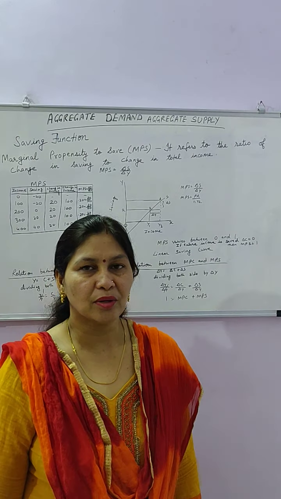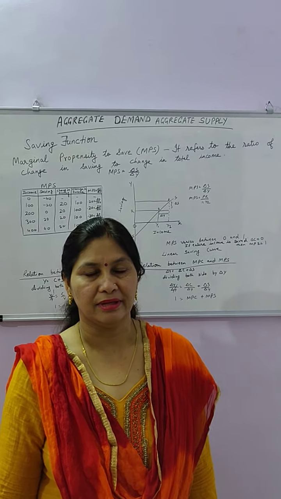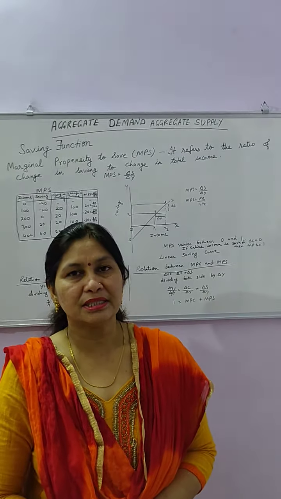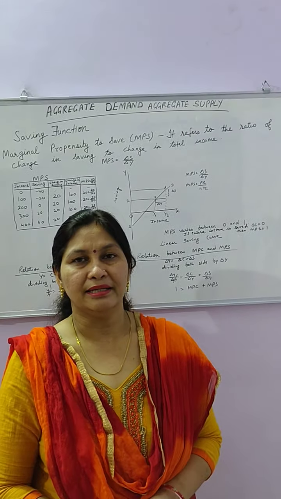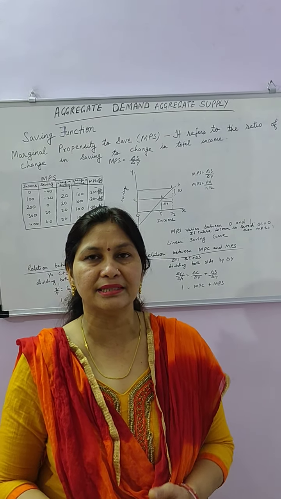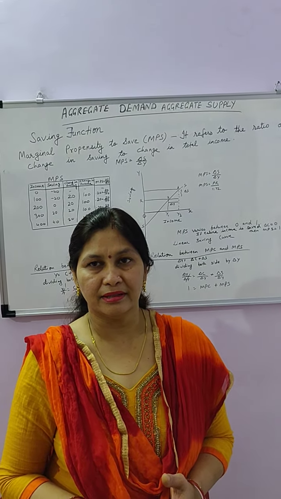Now, students, our next topic is marginal propensity to save. As you know, marginal means additional. So this is additional propensity to save, and it refers to the ratio between the additional change in saving and the additional change in income.